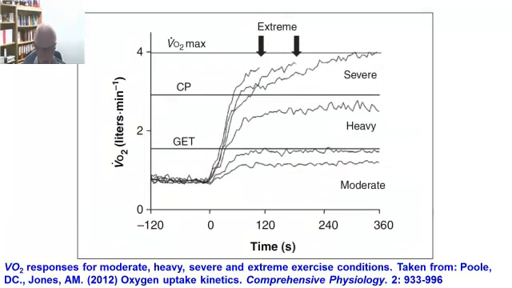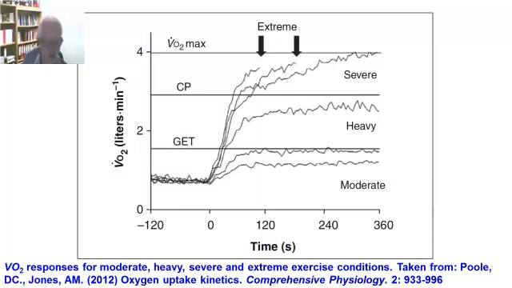So here we've got some nice data from Dave Poole and Andy Jones, and these guys are the world leaders in this field, an extraordinary body of work that they've produced. But what you can see on this schematic is basically the whole information set that you need to know in terms of VO2 responses, the onset of exercise, and exercise domains. So you can see, again, on the x-axis the time, and on the y-axis the VO2 response.